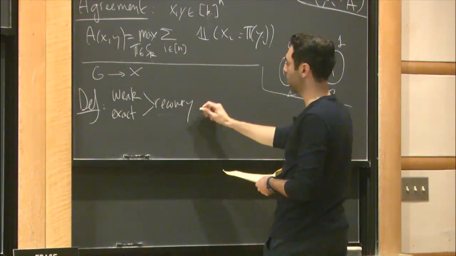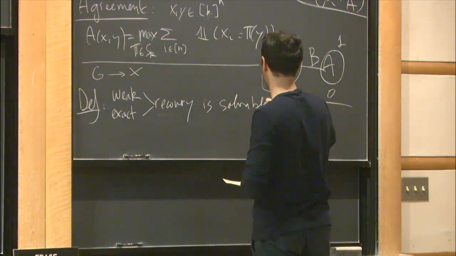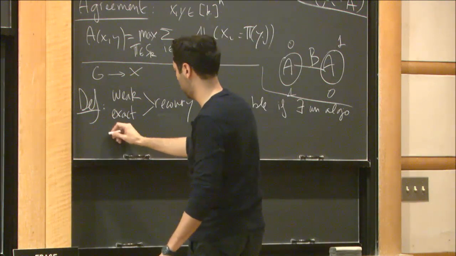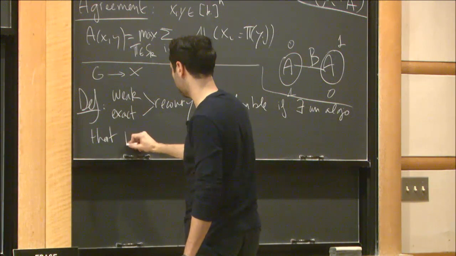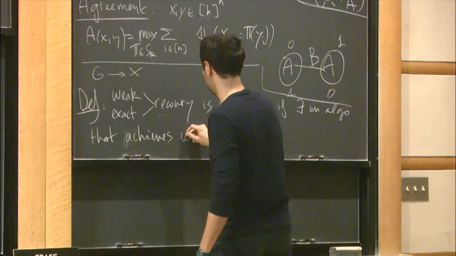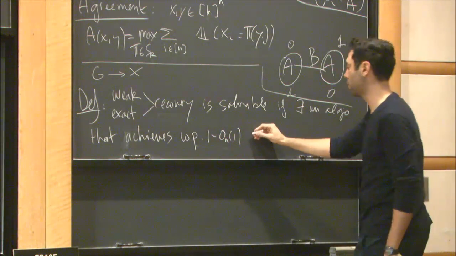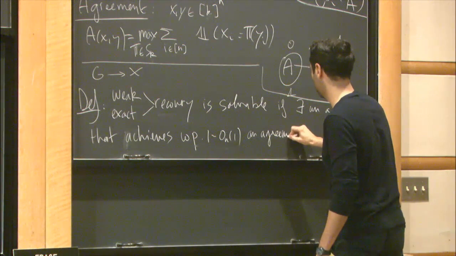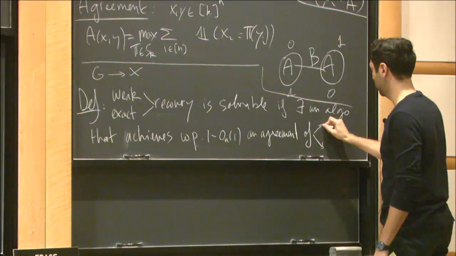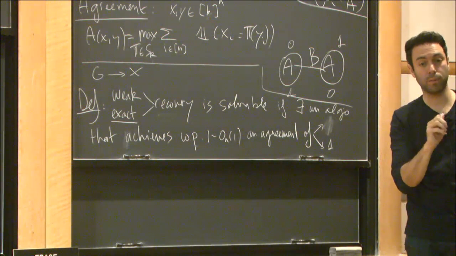We're going to say that weak or exact recovery is solvable, so that's just two different lines, I'm using a shortcut notation, if there exists an algorithm that achieves, with probability 1 minus o(1), so with high probability when the number of vertices tends to infinity, an agreement of 1 if you do exact recovery. That means you want every vertex to be correctly labeled with high probability.